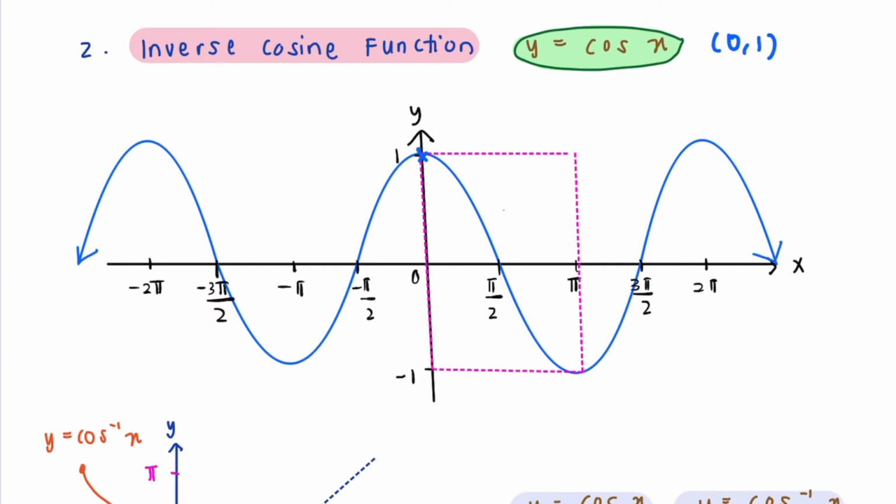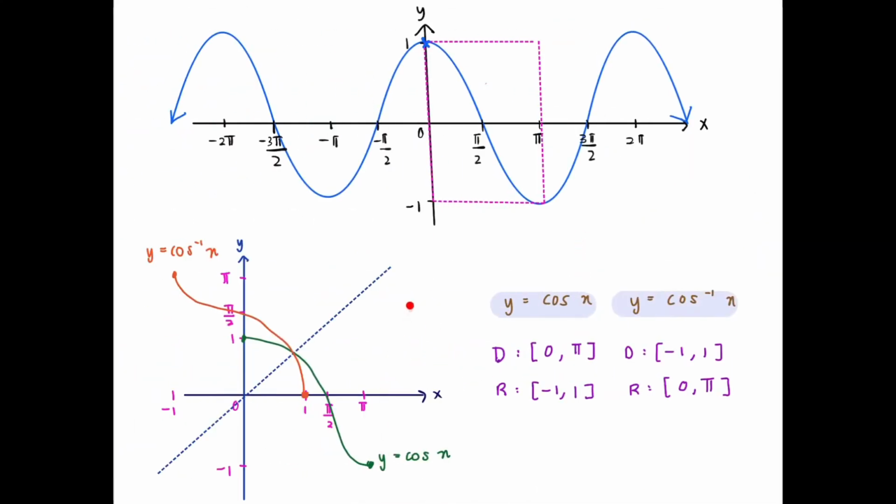So for inverse cos, we will choose from 0 until pi to be the domain of cos x. Alright, so let's zoom in here. This is the graph y equals cos x, the green one, and let's now reflect it across the symmetry line y equals x. This is the symmetry line here. Therefore, this is y equals inverse cos x.